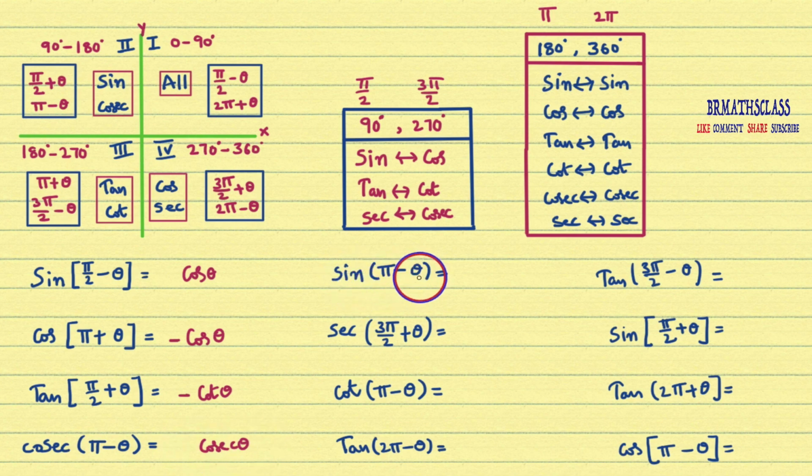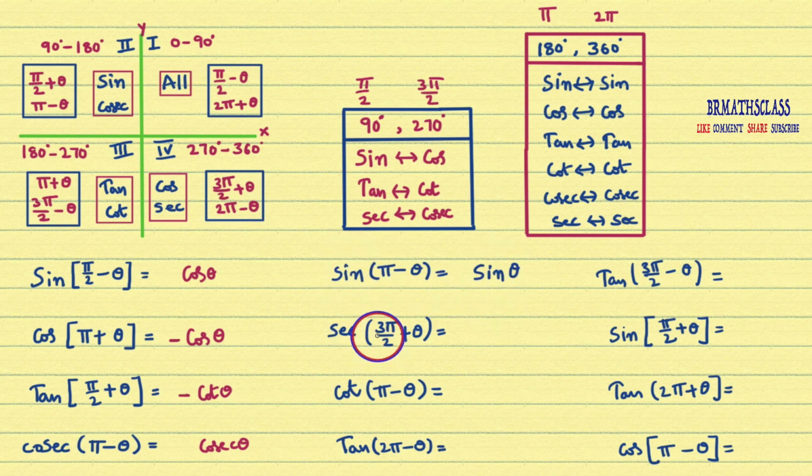Sine of pi minus theta. To write the answer, we are considering 2 points. First point, here pi is there. If pi is there, the function remains the same. That means first you write sine theta. Now the second point is its sign. Pi minus theta is in which quadrant? Second quadrant. In the second quadrant, sine is positive. So here plus sine theta. You always look at these functions, do not look at this. This is the answer. You look at this side only.